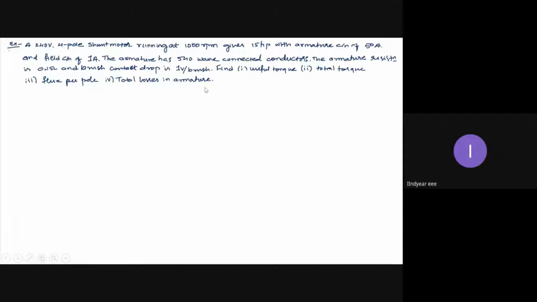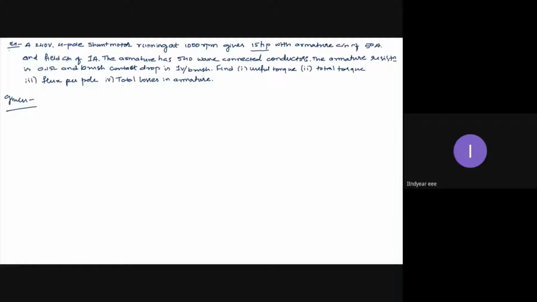So this is the statement of the example. Given a 240 volt 4-pole shunt motor running at 1000 rpm gives 15 HP. HP is the rating of power in mechanical. It is a mechanical rating of power. When I say watts, it is electrical rating of power, electrical power unit. When I say HP, it is mechanical output.